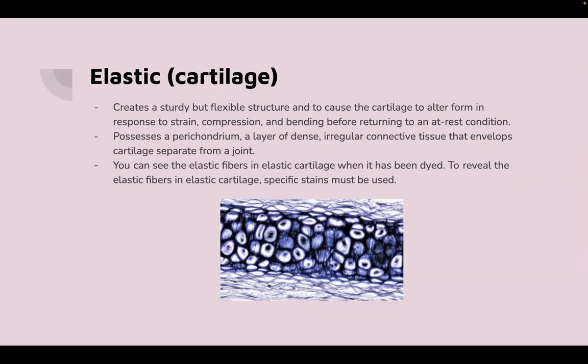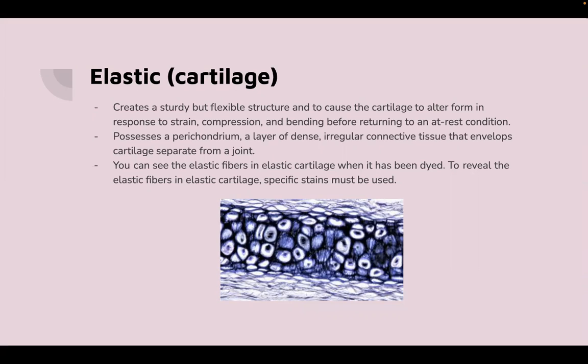Elastic cartilage contains some collagen fibers and a high number of elastic fibers. It also has chondrocyte cells in lacunae, and this cartilage has a high degree of flexibility. It can be found in the external ear and in the epiglottis, which prevents swallowed food from entering the trachea.